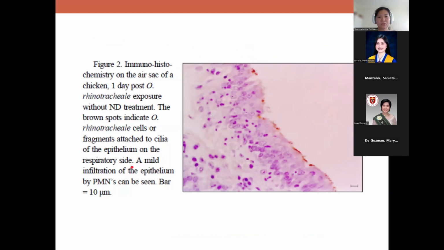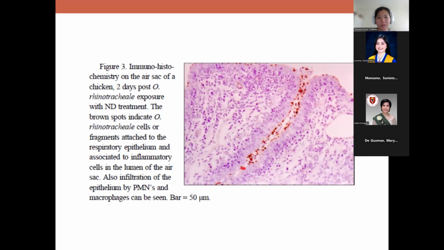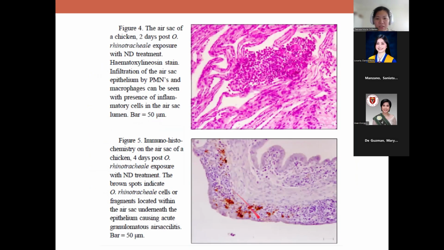The next few slides are showing the pathogenesis of Ornithobacterium rhinotracheale. So first, you will notice they will adhere to the surface. This is the cilia of the respiratory tract. Initially, they will attach to the epithelial cells, and then you will see them eventually invade. This is 2 days post-infection. This is the respiratory epithelium. And then eventually they will be able to infiltrate the air sacs.